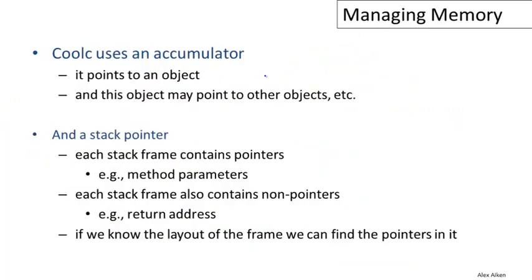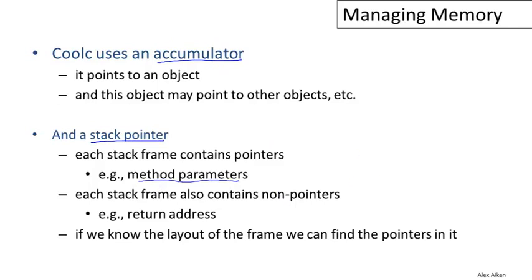So now let's talk about how we do garbage collection in coolc. So coolc has a fairly simple structure. It uses an accumulator, which of course points to an object, and that object may point to other objects and so on. So we have to trace all the objects reachable from the accumulator, but we also have to worry about the stack pointer. So there's also stuff reachable from the stack. And each stack frame, of course, may contain pointers, for example, the method parameters that are stored on the stack. Each stack frame may also contain some non-pointers.